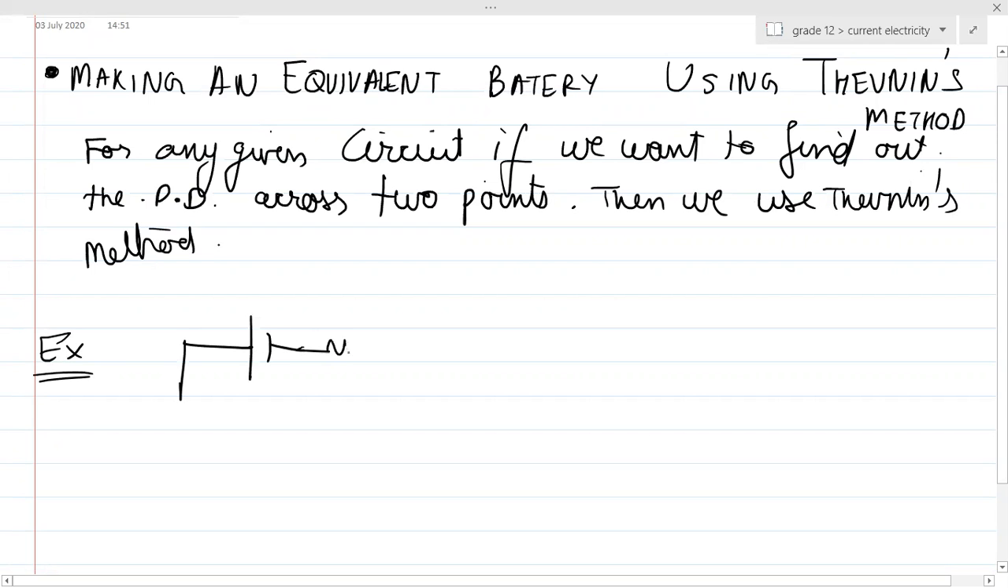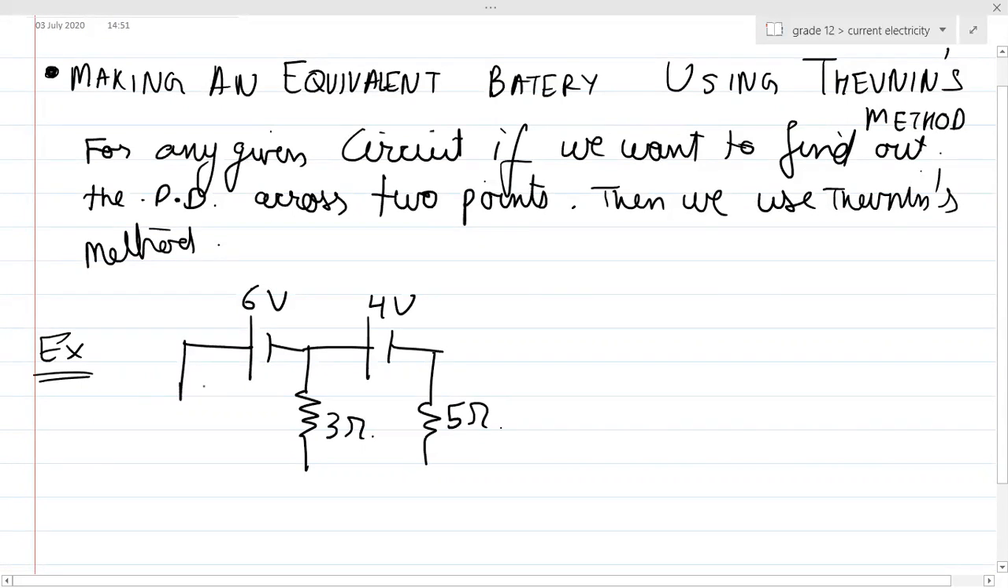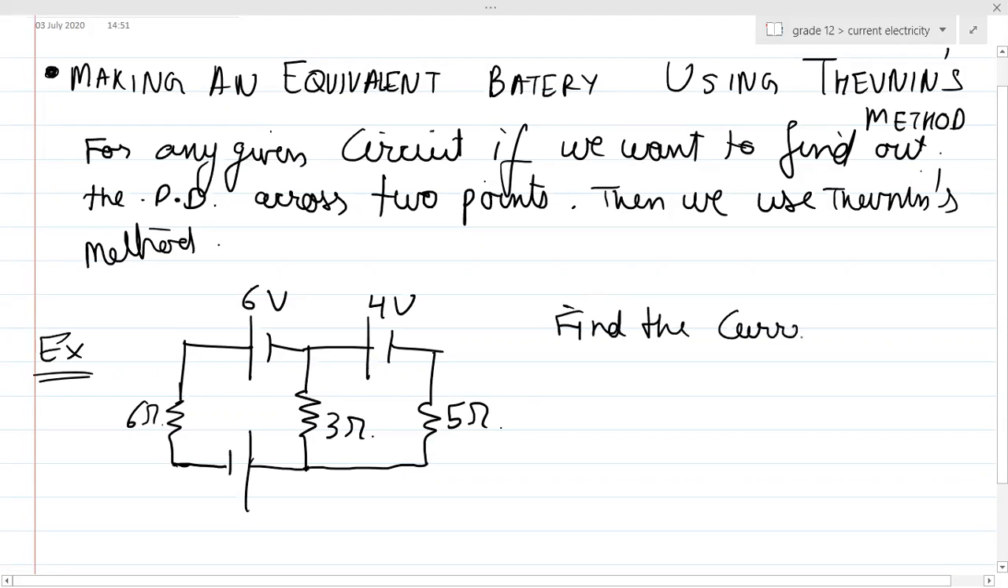So, suppose you have a battery 6 volt, 4 volt, and 3 ohm resistor, 5 ohm resistor, and another 6 ohm resistor. And there is one more battery over here, and like this. And they are asking you to find the current across the 5 ohm resistor.